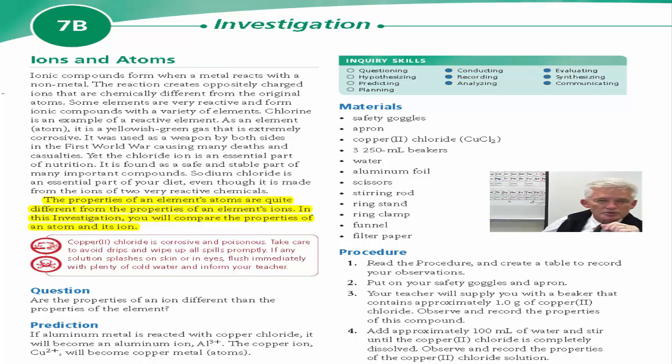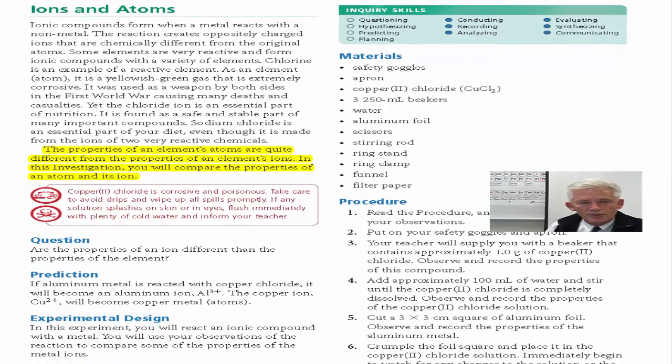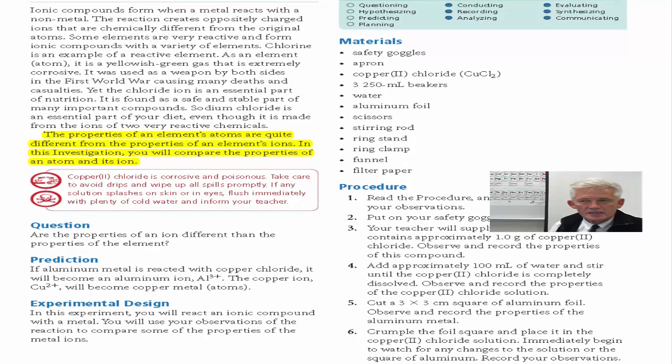So copper 2 chloride is corrosive and poisonous. Take care to avoid drips and wipe up all spills promptly. If any solution splashes on skin or in eyes, flush immediately with plenty of cold water and let me know. So I suggest when you follow through with this experiment, you just keep on reading through it: the question, a prediction, the experimental design. Like I said, you don't need to copy out the materials, but the procedure is important.